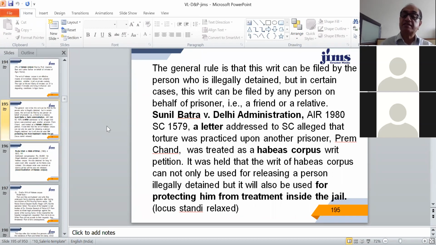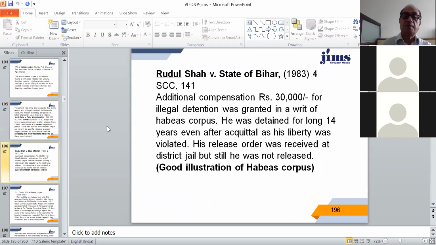This was treated as a writ of habeas corpus, and it was held that a writ of habeas corpus can not only be used for releasing a person illegally detained, but it will also be used for protecting him from treatment inside the jail. So the rule of locus standi is relaxed in such cases.